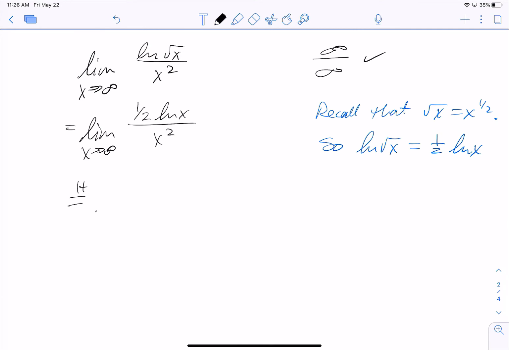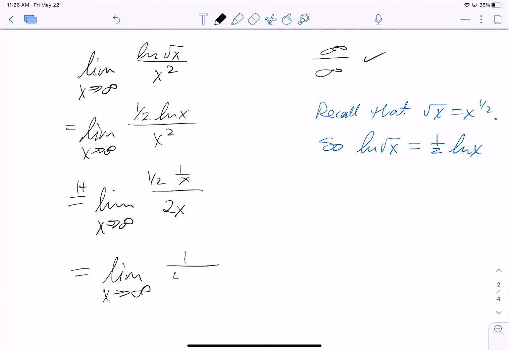So using L'Hopital's rule, we get the limit as x approaches infinity of 1/2 times 1 over x in the numerator divided by 2x in the denominator. This simplifies to the limit as x approaches infinity of 1 over 4x squared. Substituting infinity in place of x in our denominator now yields 0, and that's our answer.